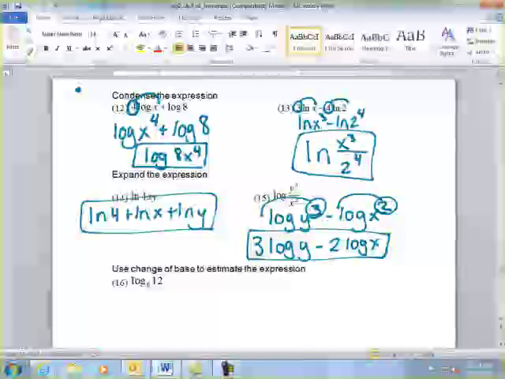Questions on condensing or expanding using those properties? It's 3 log x.